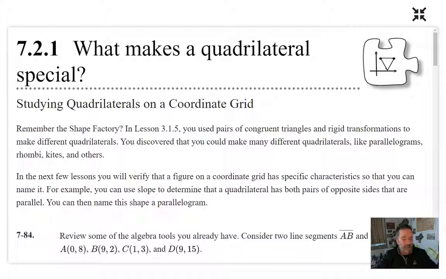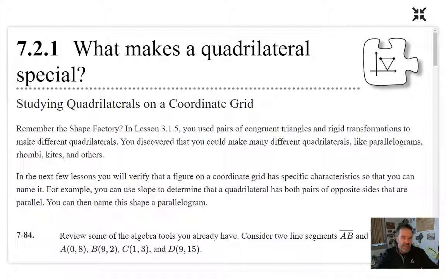Today we are in section 7.2.1, and the main question is, what makes a quadrilateral special? We will be focused on the quadrilaterals, but we will consider some other polygons as well.